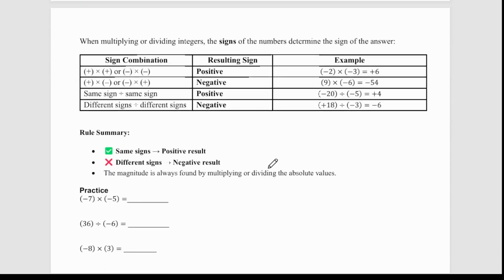Now multiplication and division, in some ways they're less intuitive because the number line does help, but it doesn't always tell you the full story here. And it's probably just easier to remember what the sign combinations are.